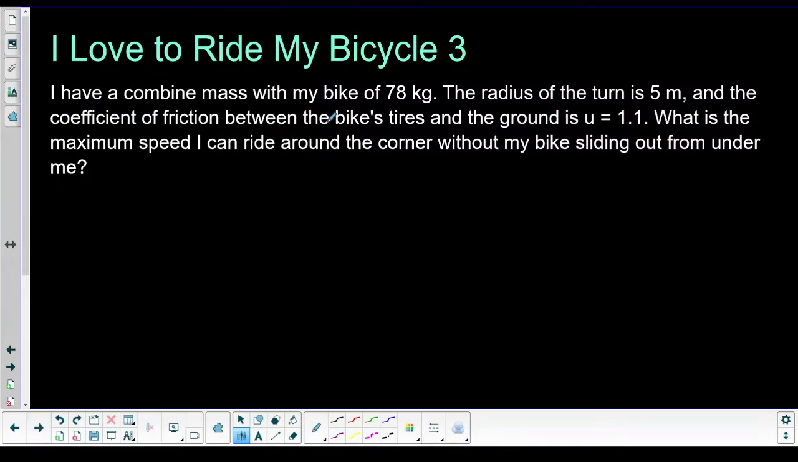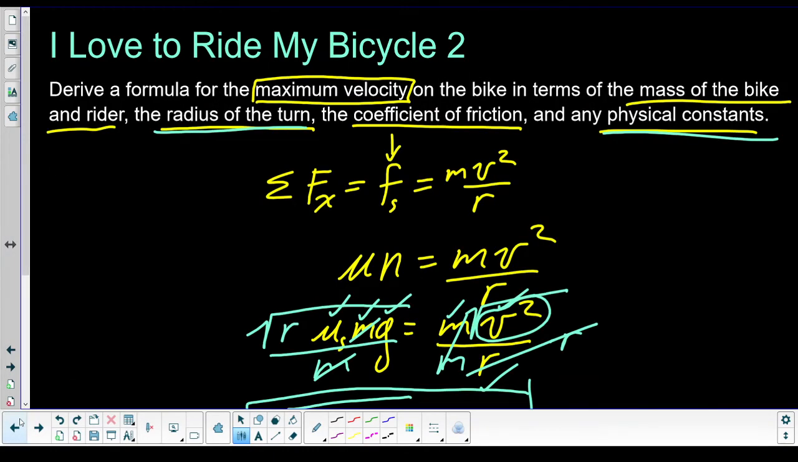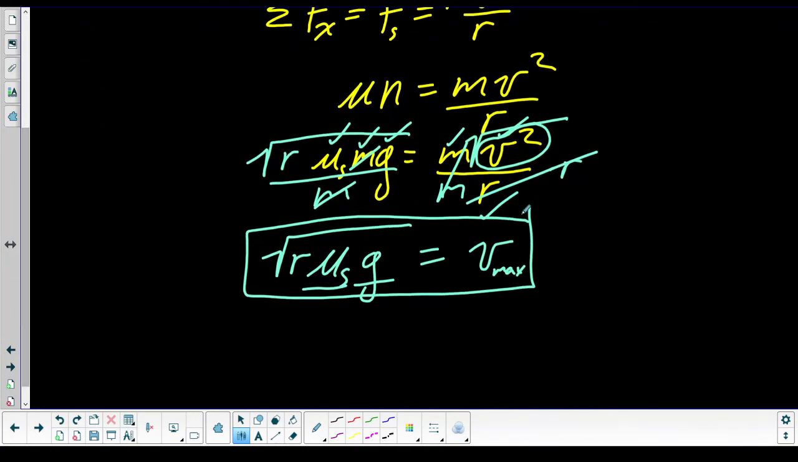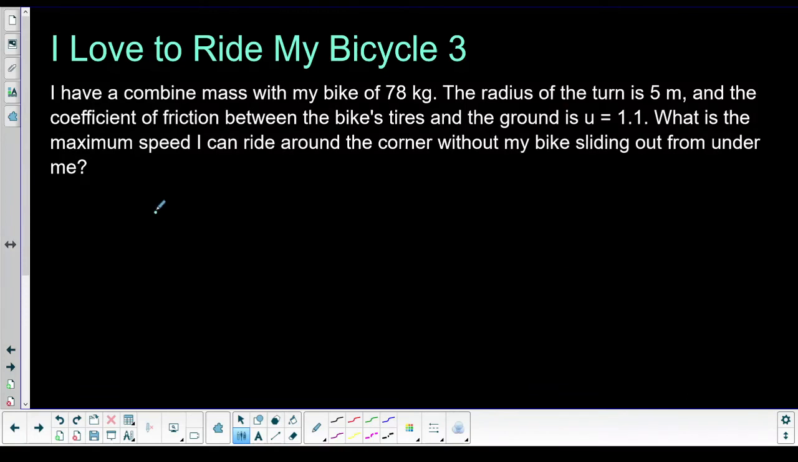I have a combined mass of, it looks like they're giving us numbers. So we're going to use our result here, this equation. So let's write it down. V max equals the square root of r mu g. Okay. Wonderful. So they're going to give us some values, and we're going to just plug them in.